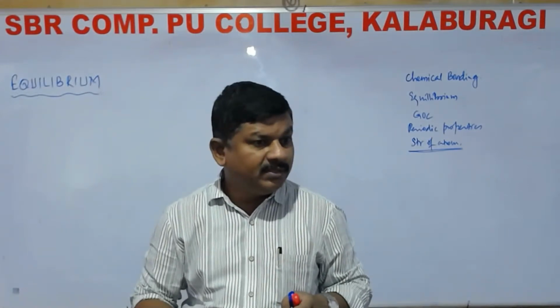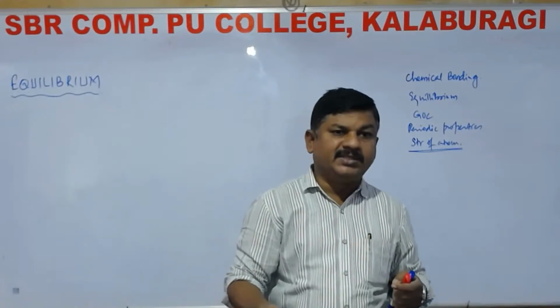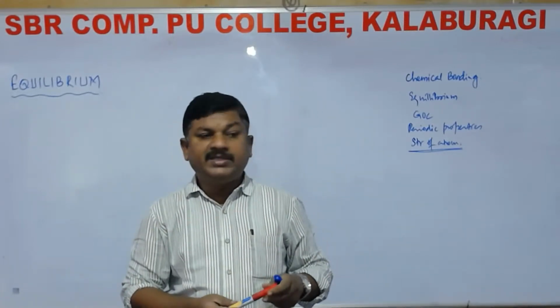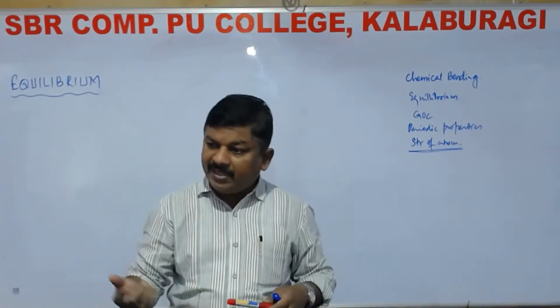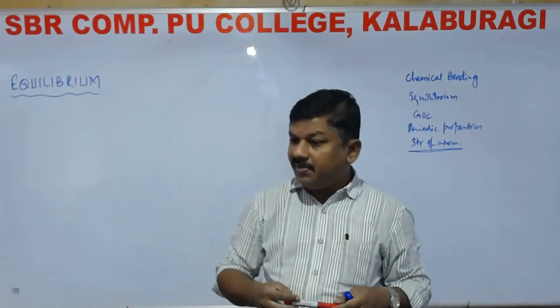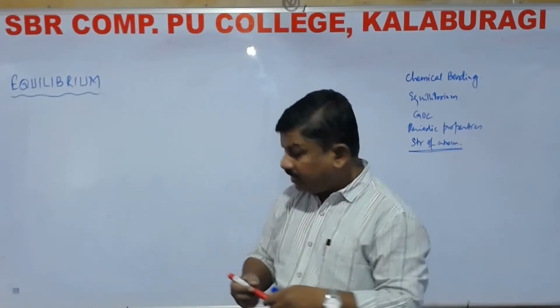Ions means charged species, positive and negatively charged species. There we have to discuss the concept of acid and base. What is an acid and what is a base? According to three different types of theories: Arrhenius theory of acid and base, Bronsted theory of acid and base, Lewis theory of acid and base.